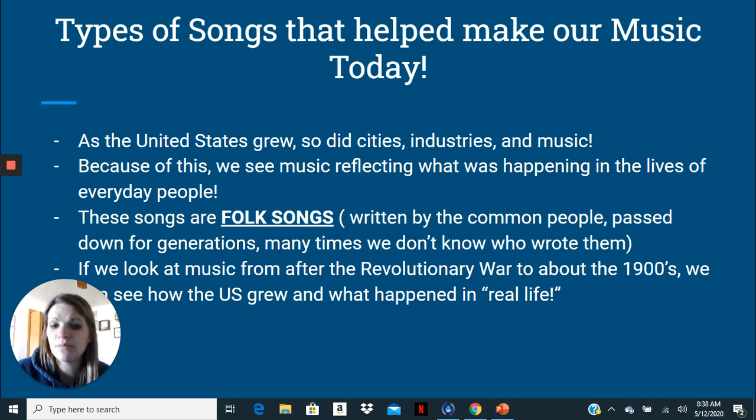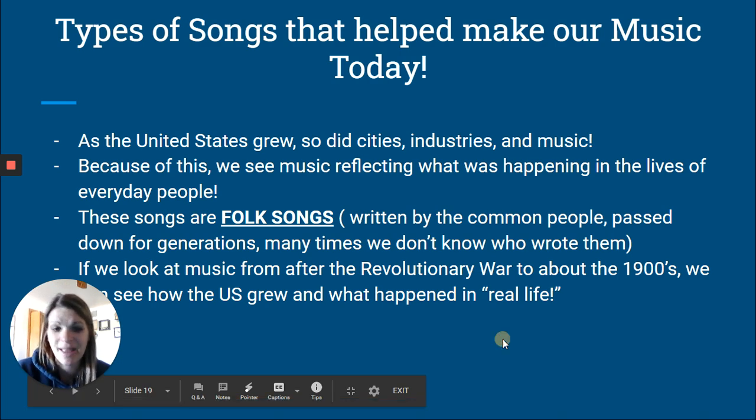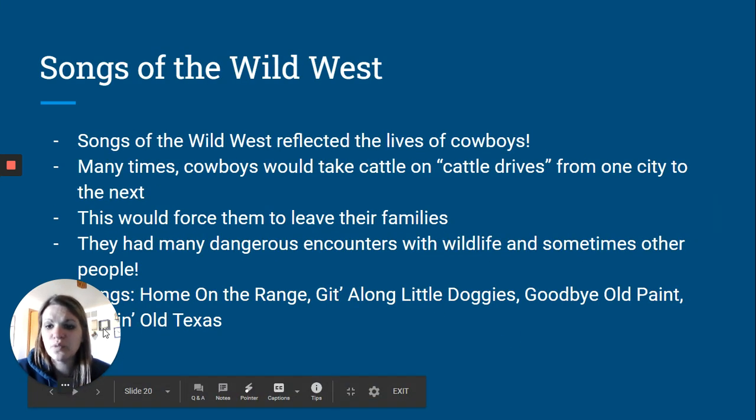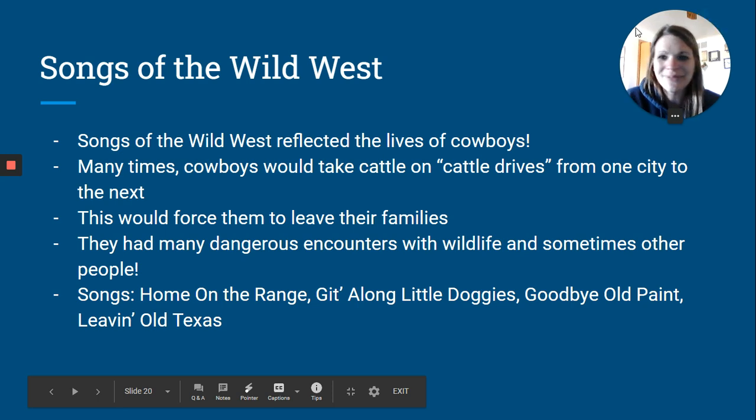Okay, if we look at music from after the Revolutionary War till about the 1900s, we really see how the US grew and what was really truly happening in real life. Which is really important to notice because that's really all music is, even today. All right, so I'm going to move myself up here so you guys can see a little better.